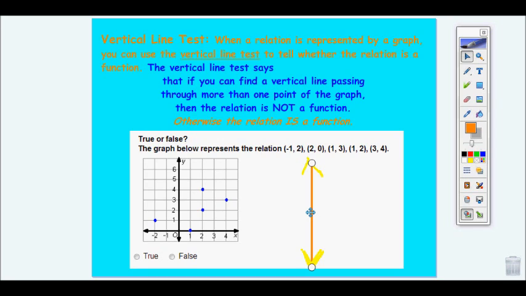To check a relation after it has been graphed, you can use the vertical line test. What this means is that you're going to take a vertical line, and you can do this just with your hand if you wanted to, and you're going to go over your graph. As you go over, the vertical line should only hit 1 point if it is truly a function. Here it hits 2 points, so the answer for this one is that this is not a function, it is only a relation. This is a false statement here.